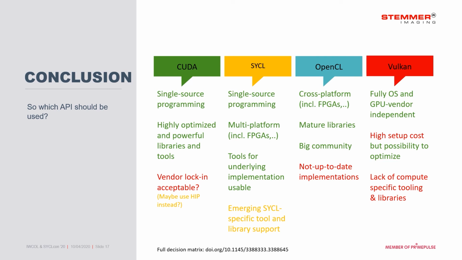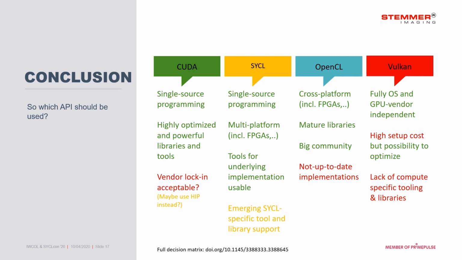Considering OpenCL, you will get a cross-platform targeting programming model. You will get some major libraries. You have a rather big community, but you have to fight against not up-to-date drivers. So you can't use all the cool new features on every device. So you might have to stick with older versions.